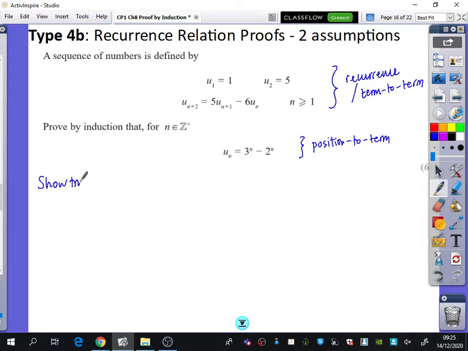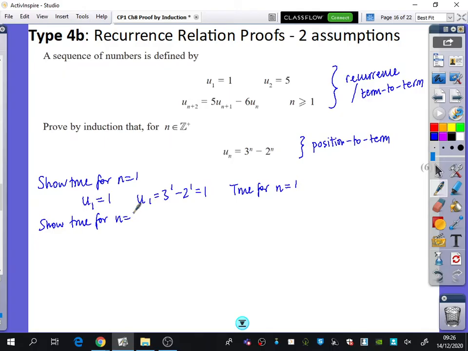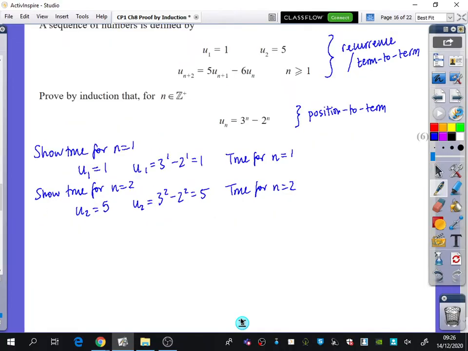So here I'm going to show that it's true for n equals 1. Well, u1 is 1, and also, here we go, this one here, u1 is going to be equal to 3 to the power of 1 minus 2 to the power of 1, which is 1. So it is true for n equals 1. This is the extra bit. I'm going to show that it's true for n equals 2. So they've told us that u2 is 5. And let's check that in the formula. It's going to be 3 squared minus 2 squared, which is 5. So it's true for n equals 2.